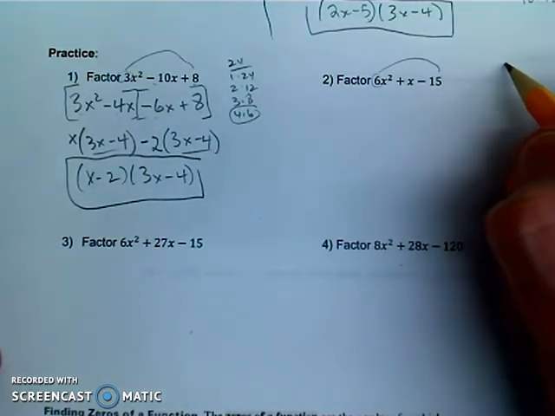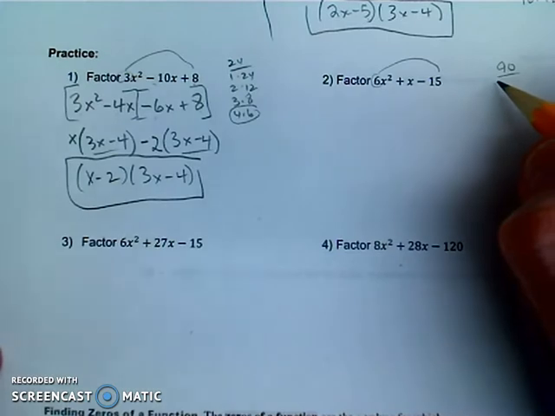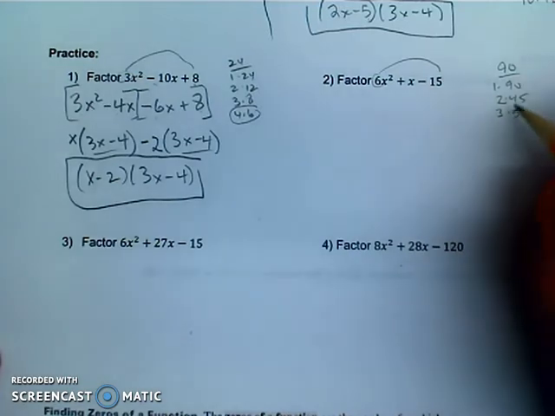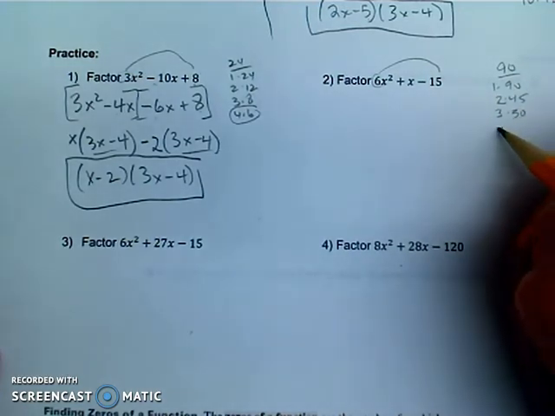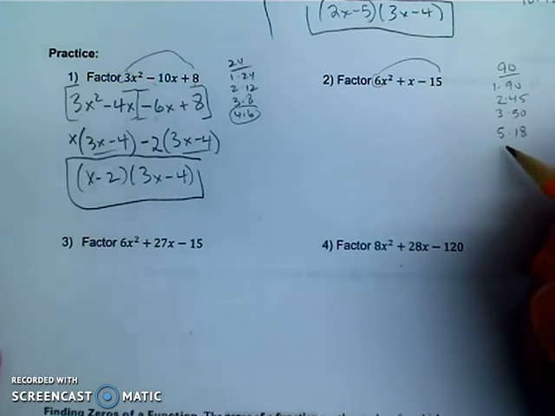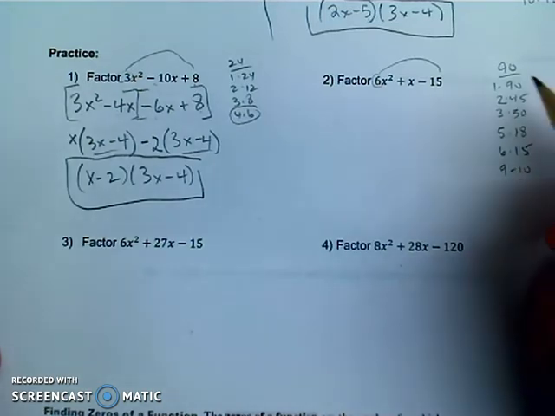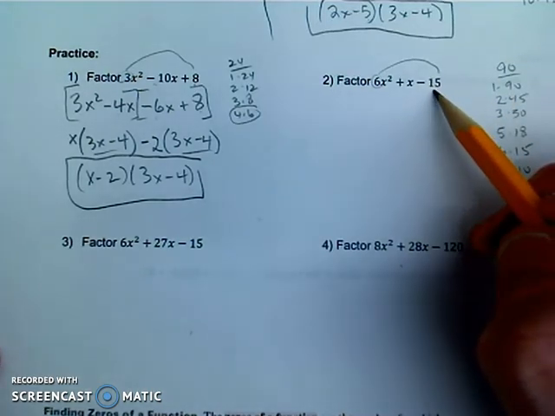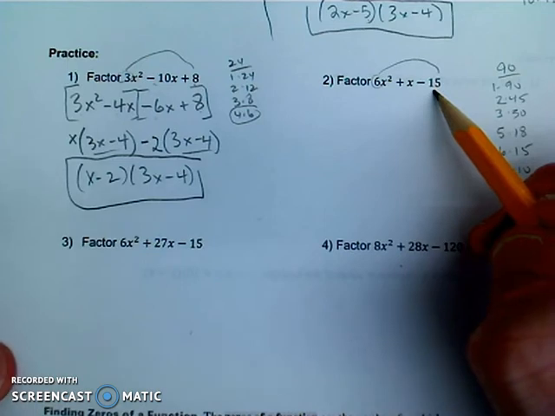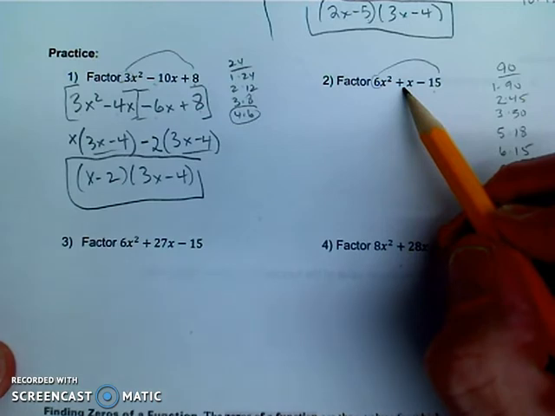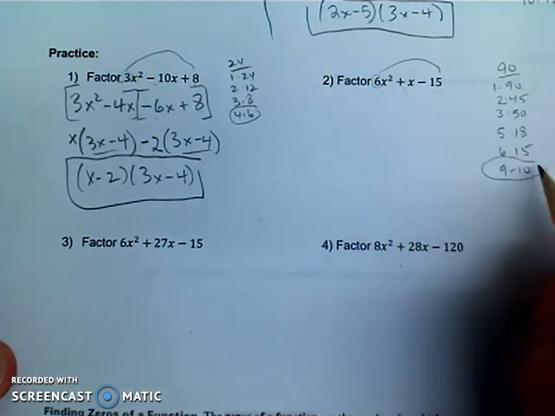So 6 times 15, that's 90. My factors of 90: 1 and 90, 2 and 45, 3 and 30. 4 doesn't go in, but 5 does, 18 times. 6 times 15, 9 times 10. So this time it's negative. So I have 2 factors that multiply together to make 90, and when I subtract I get 1. So they're one number apart, and that's 9 and 10.